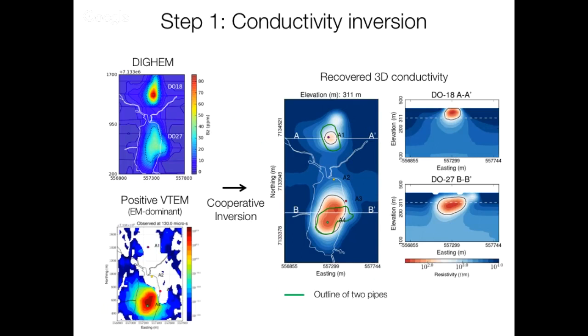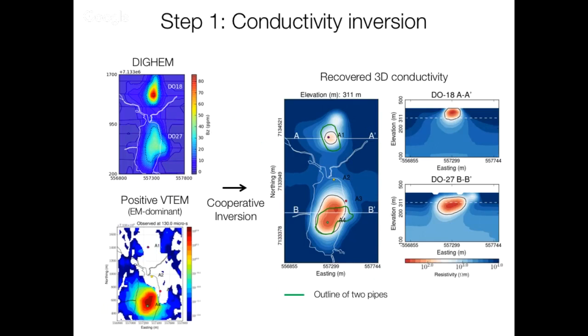Yeah, and these are all 3D inversions, right? We're not doing 1D. So what we did, took the DigHem data, which existed everywhere, took the VTEM data that was positive, so that's anywhere here that's colored, so there's nothing very much up here. Inverted them cooperatively, got a 3D conductivity model that looks like this. So this one up here is less conductive, so that's why we're not really seeing that. This guy here is more conductive.